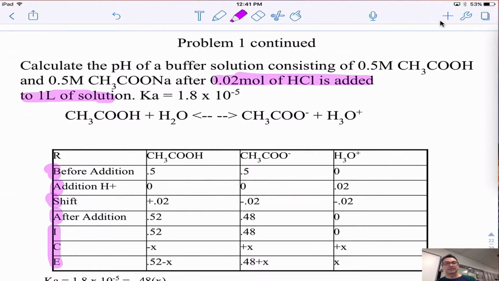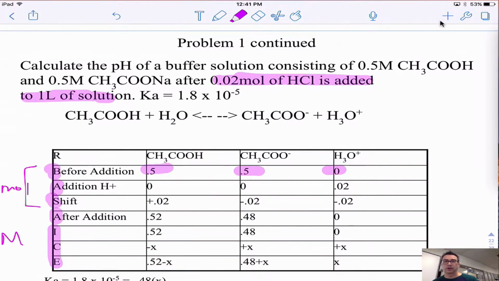When I'm doing BASA, I take the substances, and this is all in moles. With my ice, this is in molarity. In this case, it doesn't matter because we're talking 1 liter, so you're not going to see a difference. But look at what happens. Before my addition, we start with 0.5 moles and 0.5 moles, and we have no H3O plus.